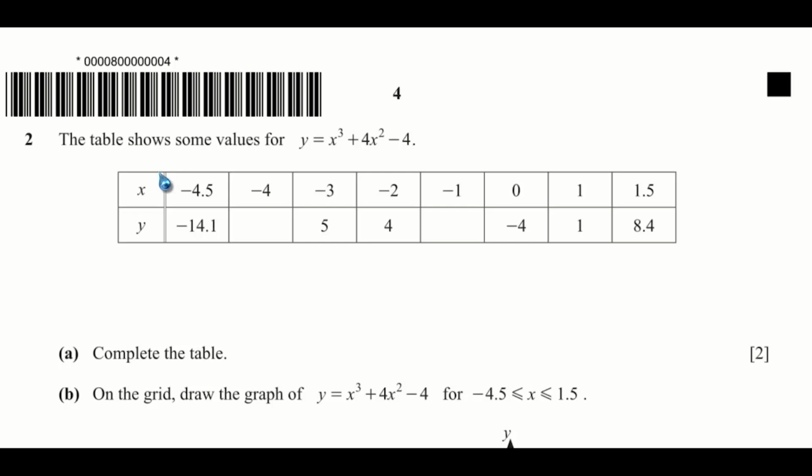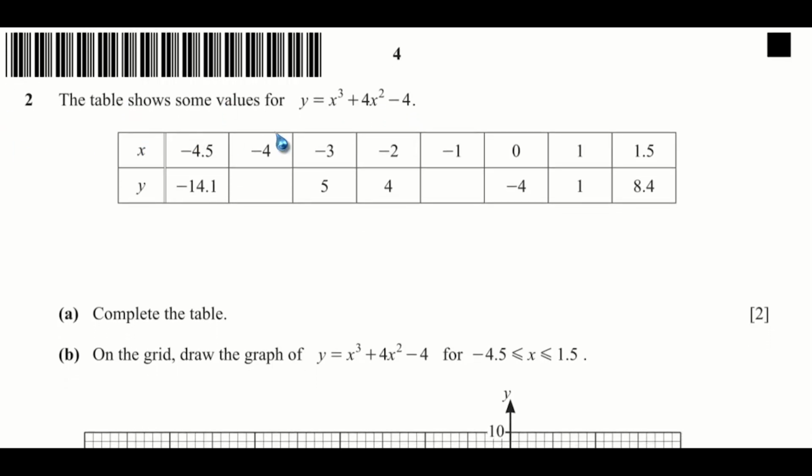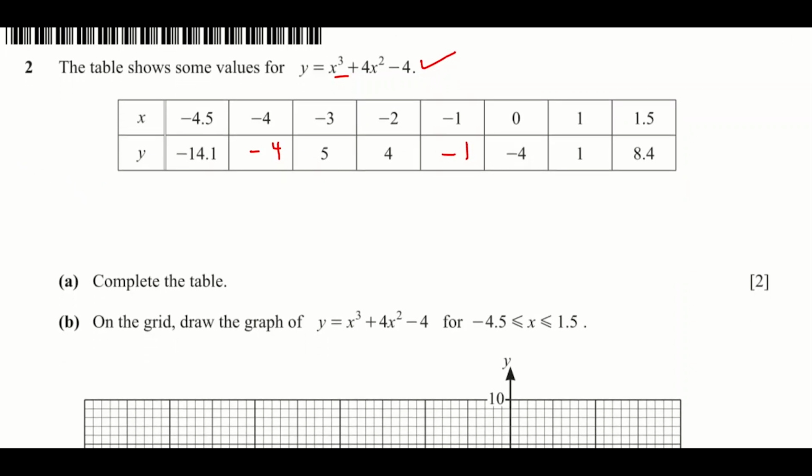Okay, let's go to the next question. That will be question 2. The table shows some values of y equals x to the power of 3 plus 4x squared minus 4. Here what you need to do is input the expression, the right hand side, into your calculator, set the starting and the ending part, and the step is 1. If you do that, you should get all the values straight away. So here should be -4 and here should be -1. So that is what we need. So we are done with part A.